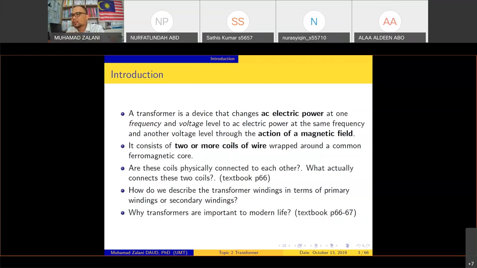Next, how do we describe the transformer windings in terms of primary windings or secondary windings? Normally, for the primary windings, we use the notation P. So for example, the voltage at the primary, we use the term VP. And at the secondary side, we use the term VS.